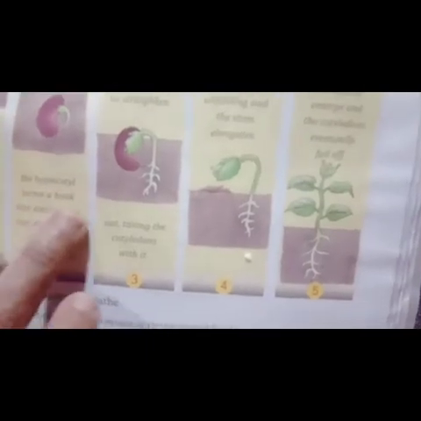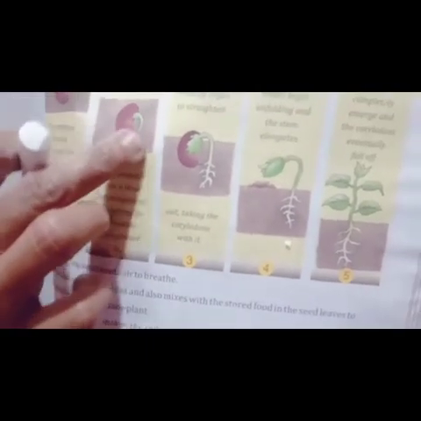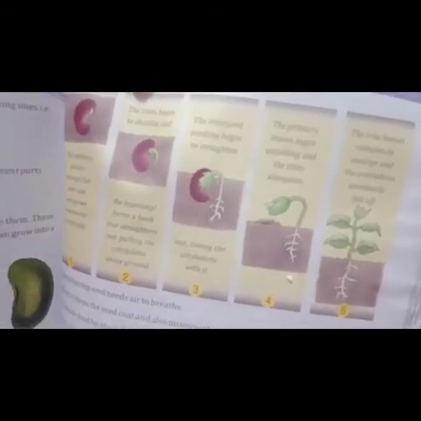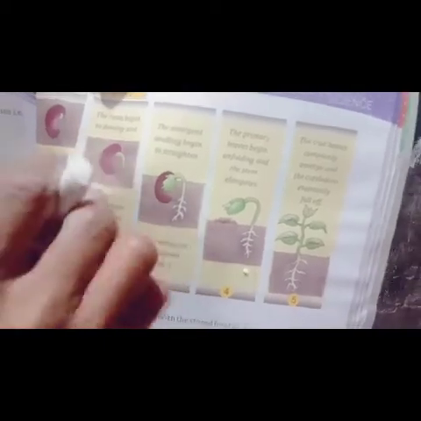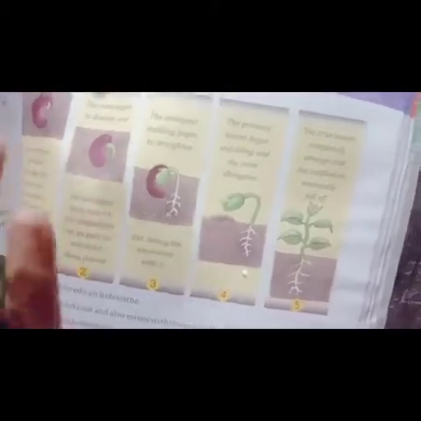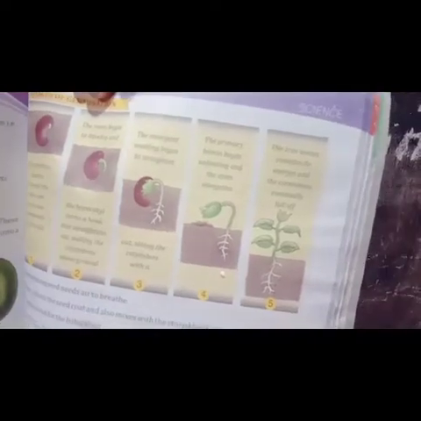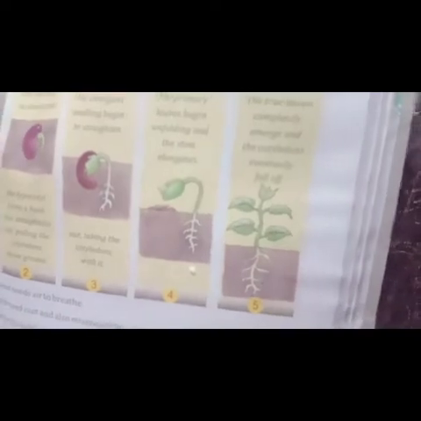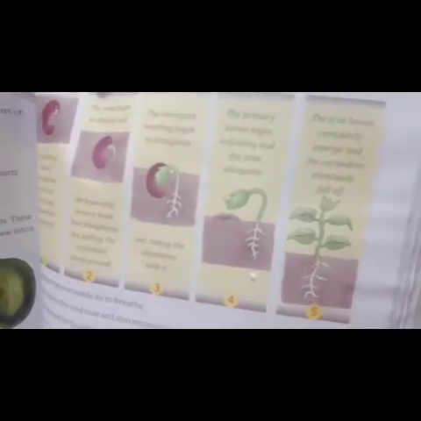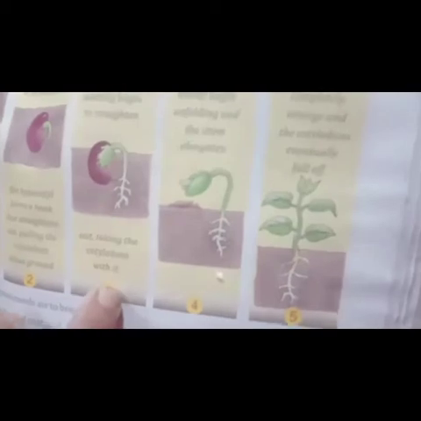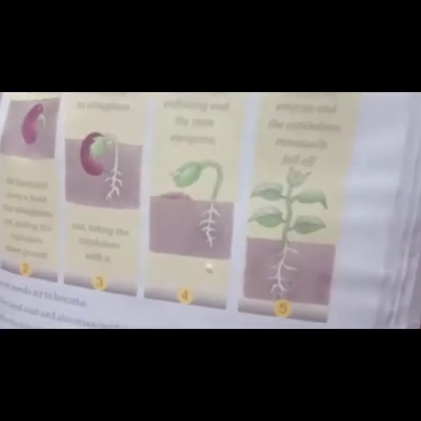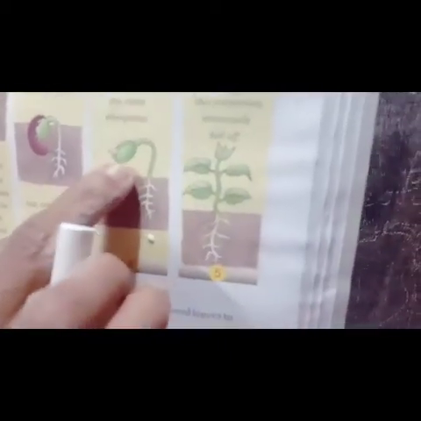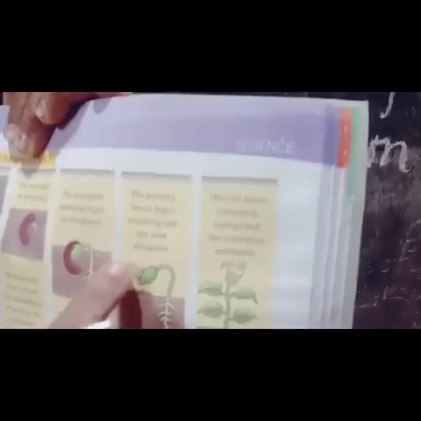The hypocotyl forms a hook. Here it forms like a hook that straightens out, pulling the cotyledons above the ground. This hook pulls the cotyledons and opens up the cotyledons, and this part grows towards the soil below the ground. Next, the emergent seedling begins to straighten. Now this grows towards the earth and becomes the root. Now the primary leaves, here you can see, begin unfolding and the stem elongates.